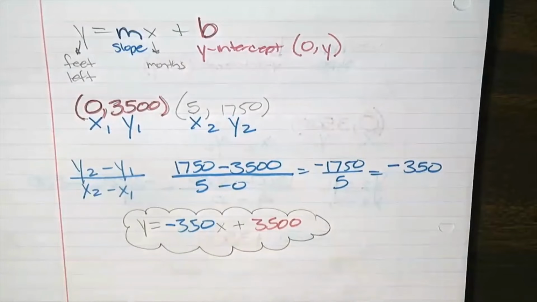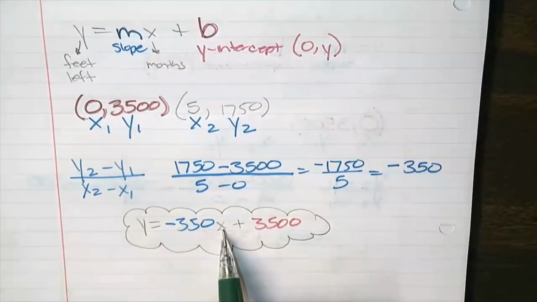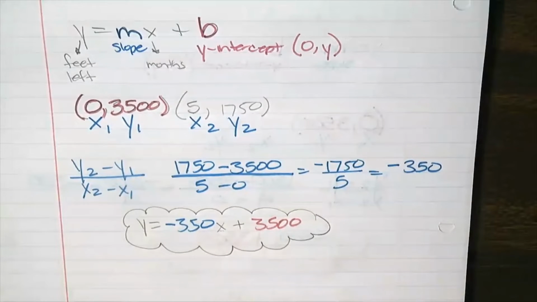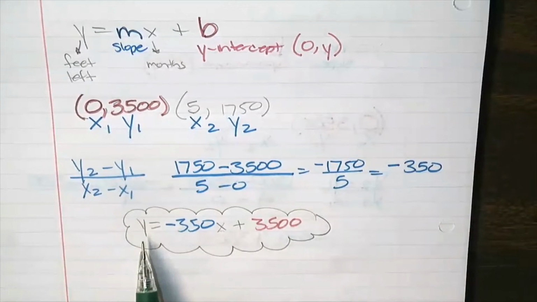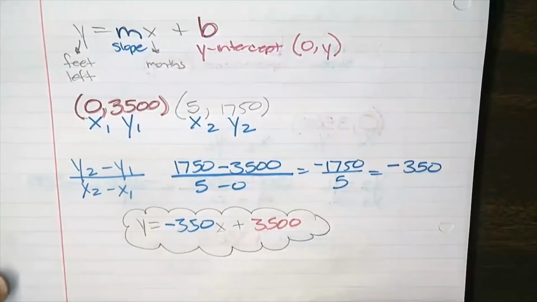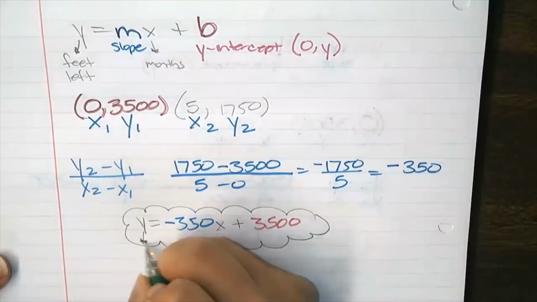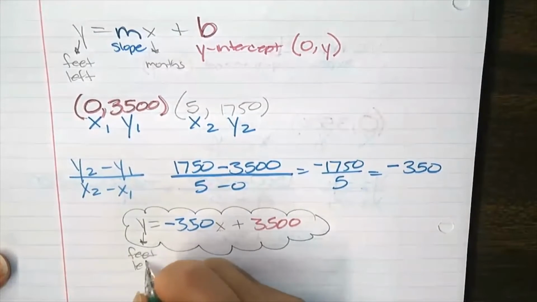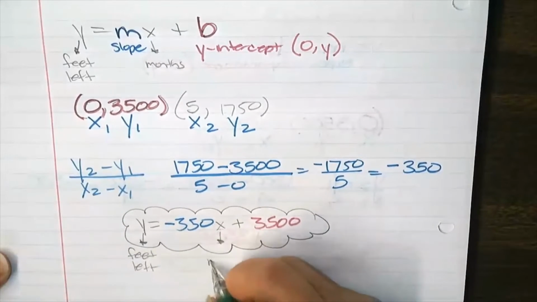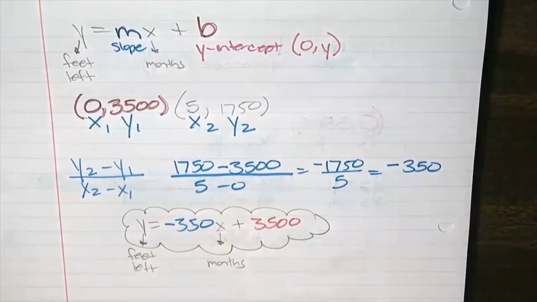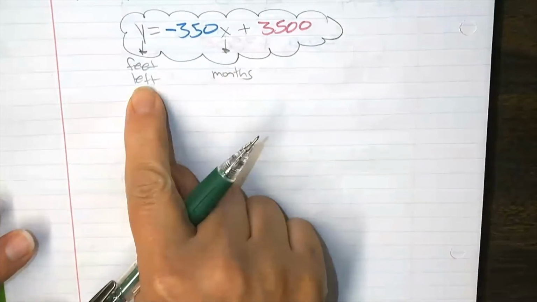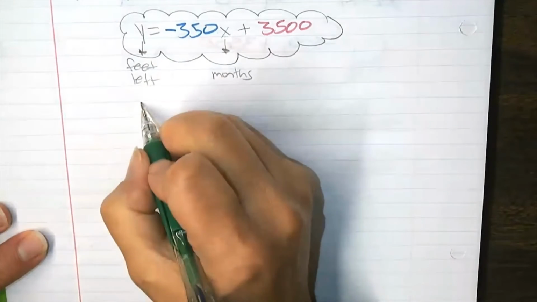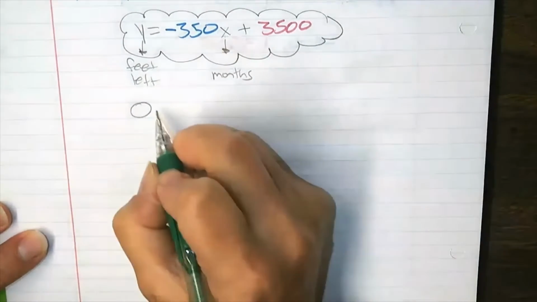The second part of the problem is asking us, after how many months will we be done? After how many months will there be 0 feet left to tunnel? So I always recommend labeling everything. This is feet left. This is months. We want to know, after how many months will we be done? So will we have 0 feet left to tunnel?